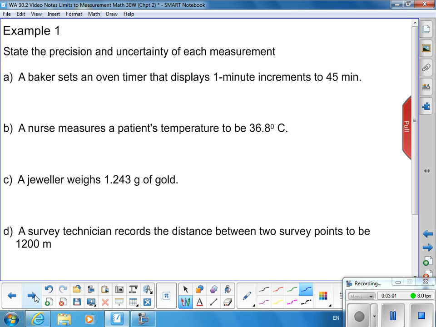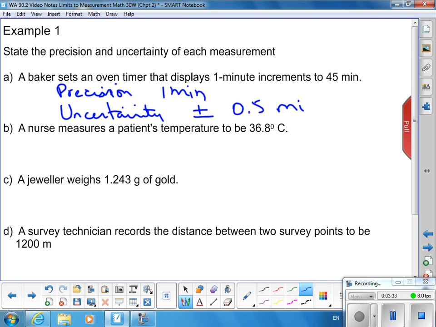Okay, so let's take a look at example 1. A baker sets an oven timer that displays 1-minute increments to 45 minutes. Well, then the precision is 1 minute. The uncertainty is going to be half of that. So we write plus or minus because it could be out half a minute either way. So 0.5 of a minute.